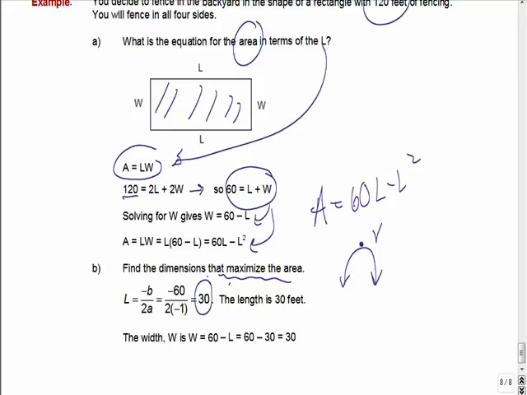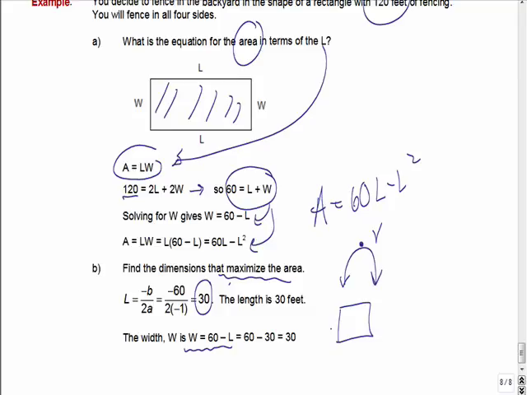Now if I substitute back in, I can get the width. W is 60 minus L from up above. That gives me 60 minus 30 equals 30. So in fact, my rectangle is a square. So the rectangle of largest area, if I'm fencing in the entire rectangle, will actually give me a square.